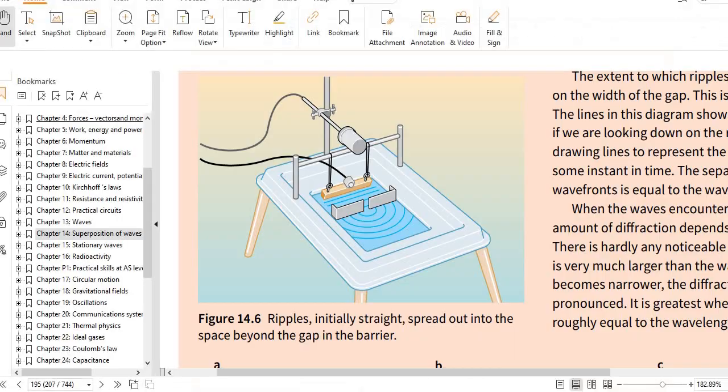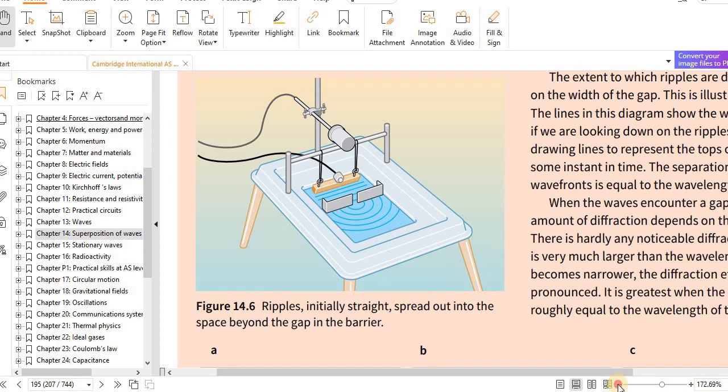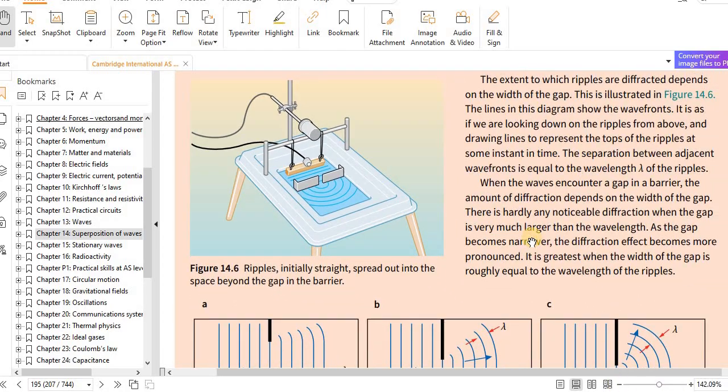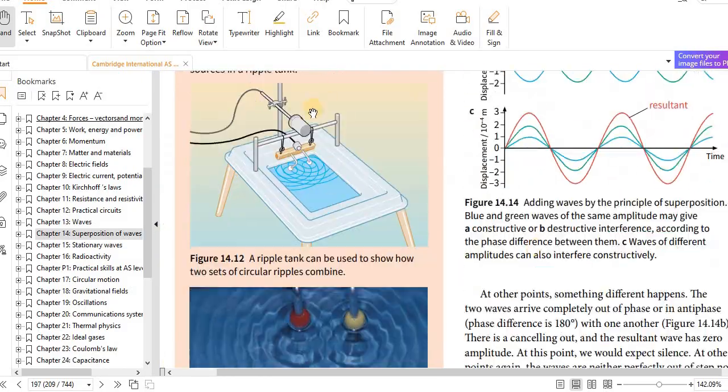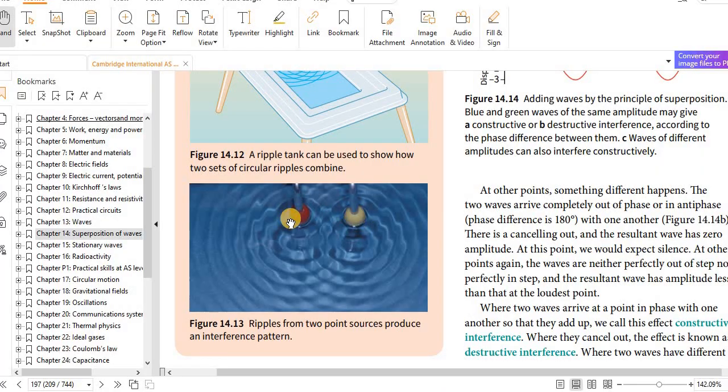Okay, now we can also do this using two dippers. Instead of using two gaps, it can also be done in the ripple tank using two dippers. Let me show you what I mean. Okay, this is the one. See, here you have the two dippers.